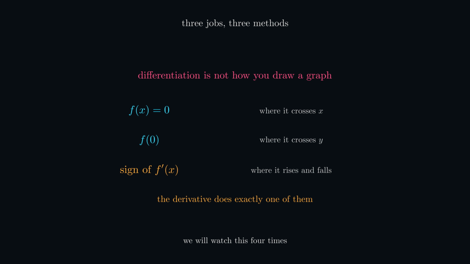Drawing a graph needs 3 separate pieces of information, and they come from 3 separate investigations. Where it crosses the x-axis, solve f of x equals 0. Where it crosses the y-axis, compute f of 0. Where it rises and falls, look at the sign of the derivative. 3 jobs, 3 methods. Nobody does all 3. The derivative does exactly one of them, and then it stops. Keep that division of labor in mind. We will watch it 4 times.